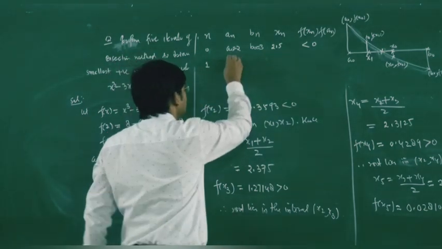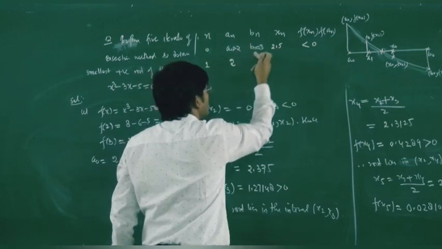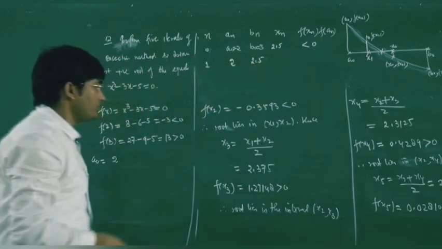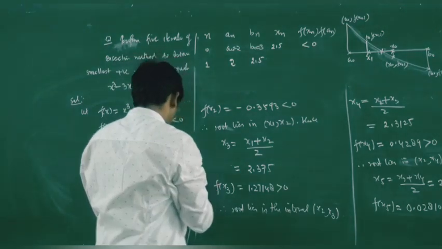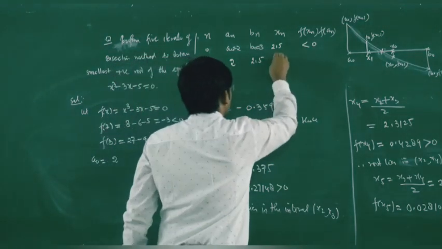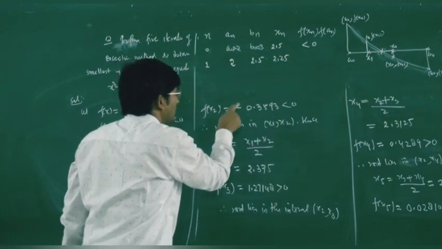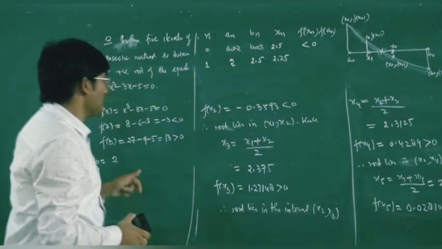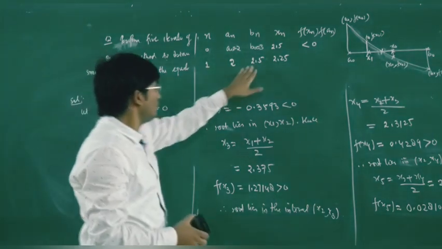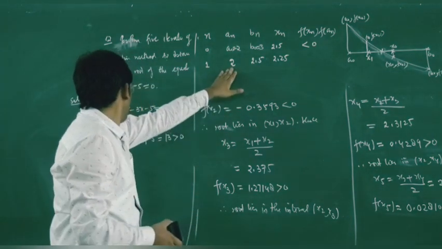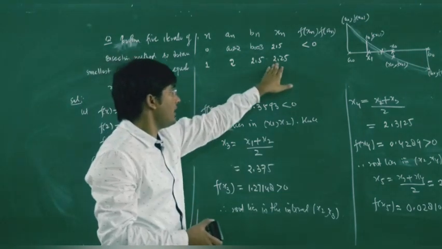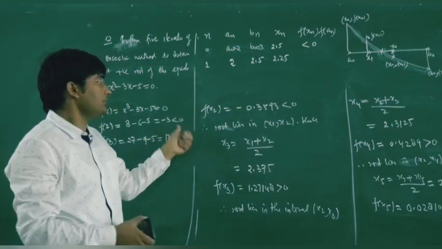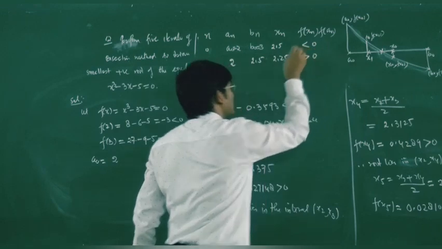So a naught will be the same, because a naught is fixed. Now in place of b naught we will have 2.5, and the average of 2 and 2.5 is 2.25. The value of the function at 2.25 was negative, and at 2.5 the value of the function was positive. Now you can see that the value at 2.25 is negative, and again the value of the function at 2 is negative. So negative into negative will give you a positive sign.